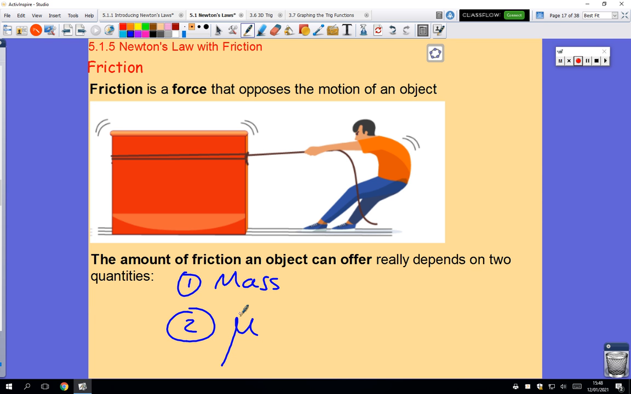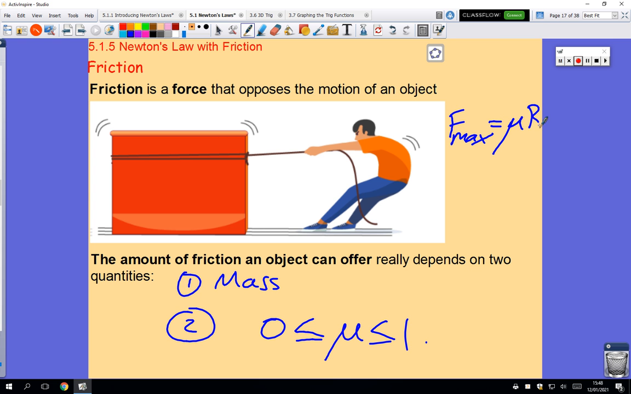It's always between 0 and 1, which is something worth remembering. So 0 is always less than or equal to mu, which is always less than or equal to 1. So mu, the coefficient of friction, and mass. The coefficient of friction depends on what kind of materials are involved. The mass of the object is going to affect the normal reaction. We also said that maximum friction, the most friction that an object can call upon, is equal to mu times the normal reaction. So those are things we're going to think about going forward.